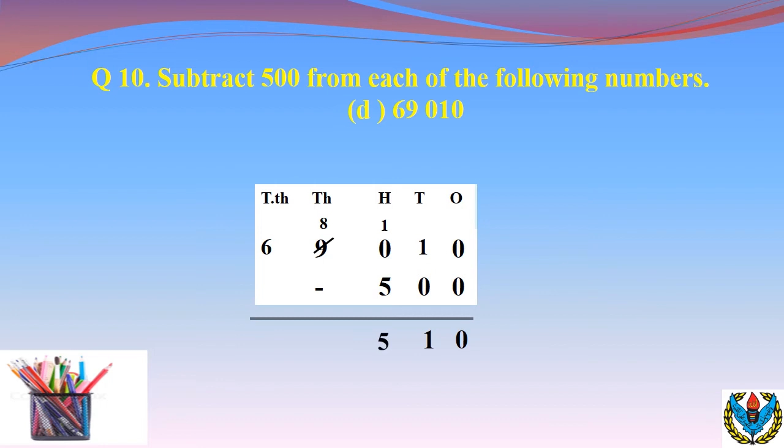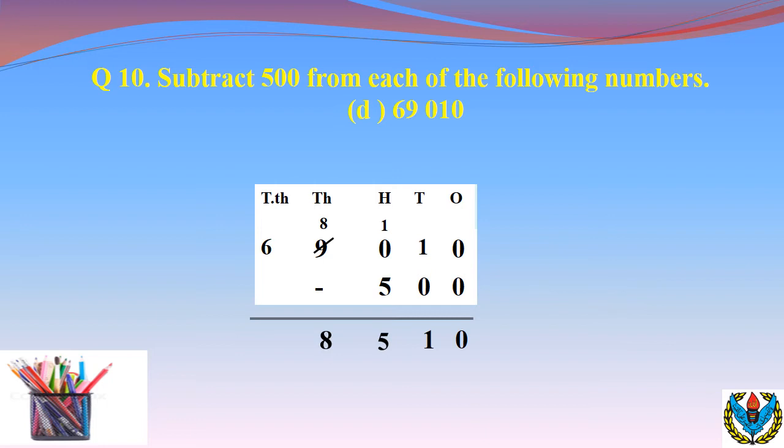Next we move to the thousands column. There is no digit written below the digit 8 in thousands column. We will consider that digit to be 0. Now 8 minus 0 is equal to 8 and the answer will be written in thousands column.